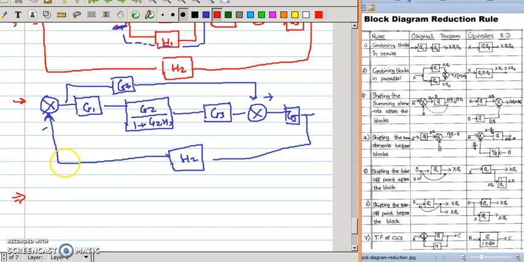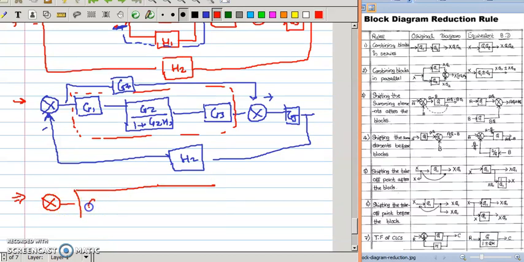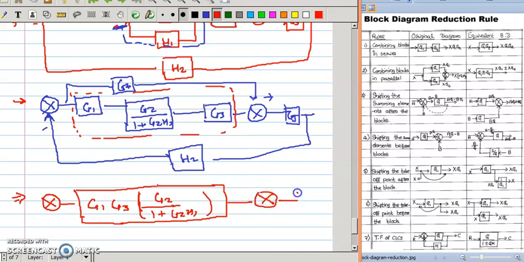See, according to me, these three blocks are in series now. So can we use the series formula? Okay, mixer as it is. What is the series formula? Just multiply everything, right? So G1 into G3 into, bracket, G2 upon 1 plus G2 H1, bracket complete. This is the combination of all three blocks, because all three blocks are in series, so we just take multiplication here, right?